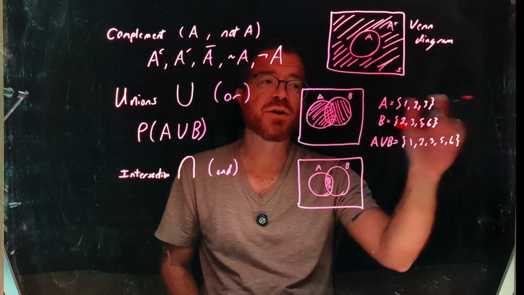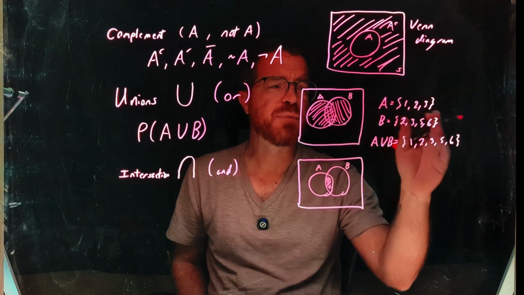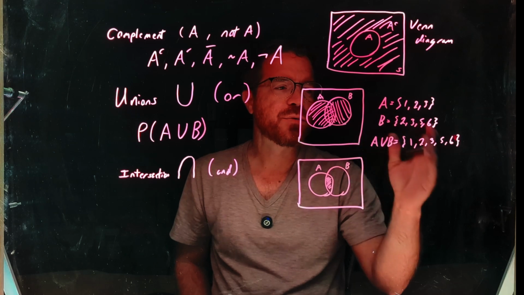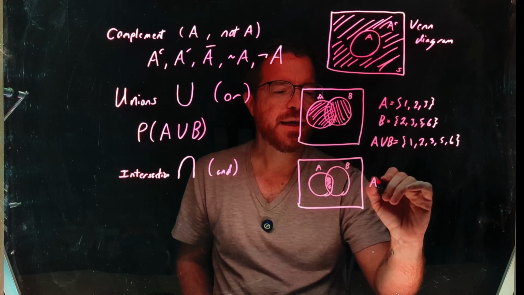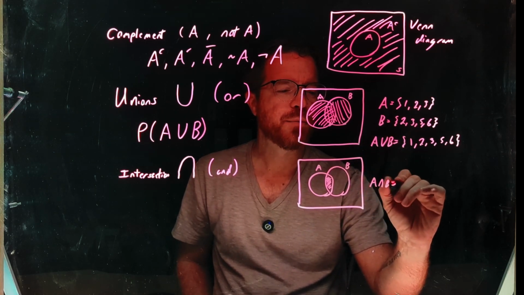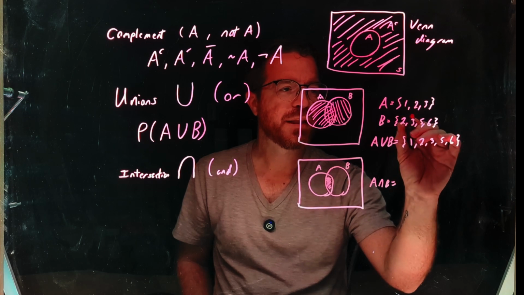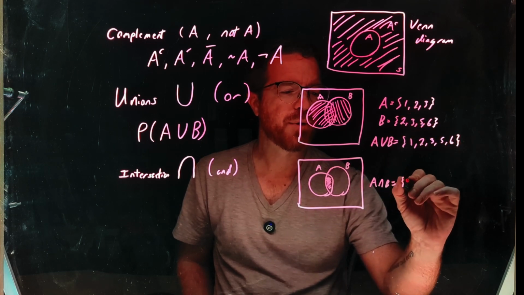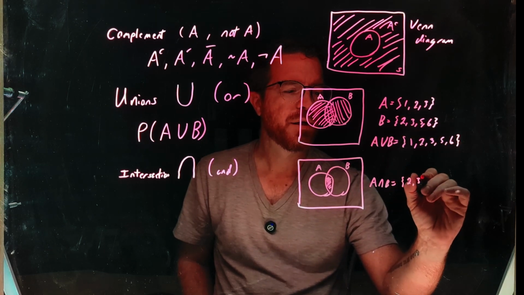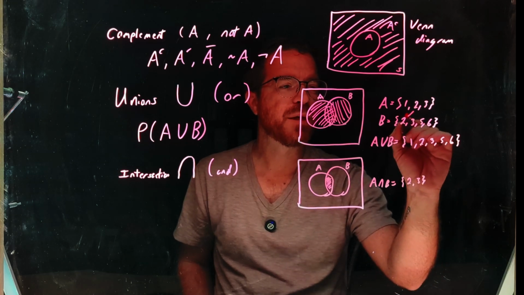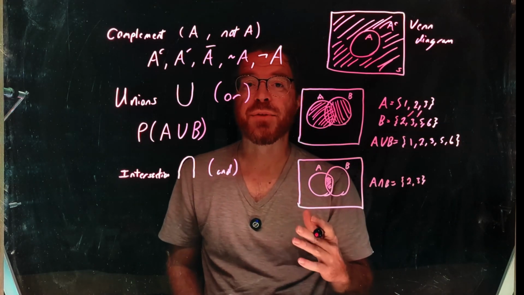So going back to our prior example of A being {1, 2, 3} and B being {2, 3, 5, 6}, then A and B would be equal to the only thing that they have in common. So {2, 3}, because 2 is in both of them and 3 is in both of them.